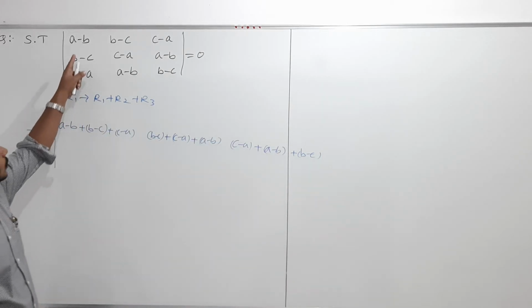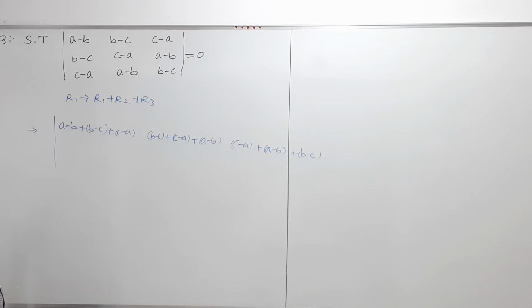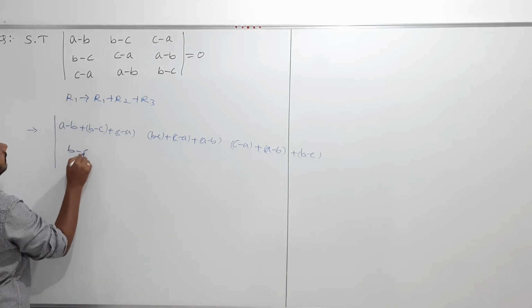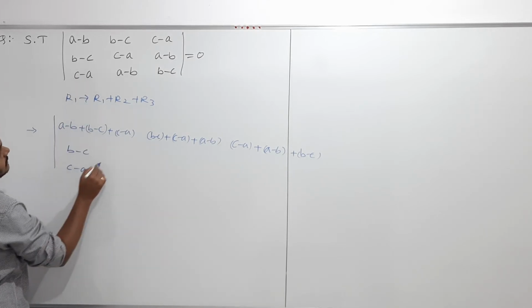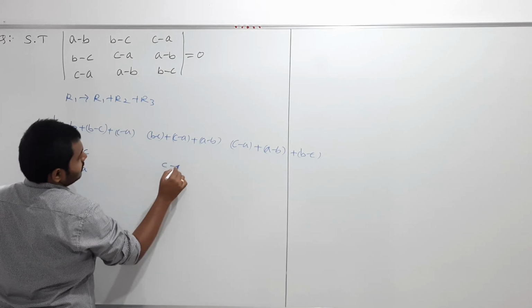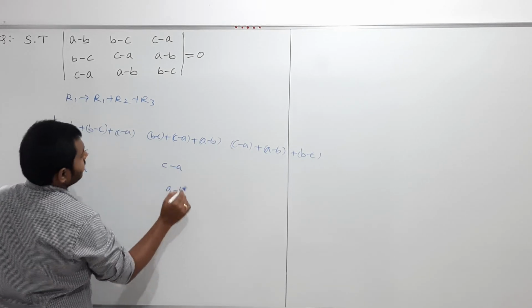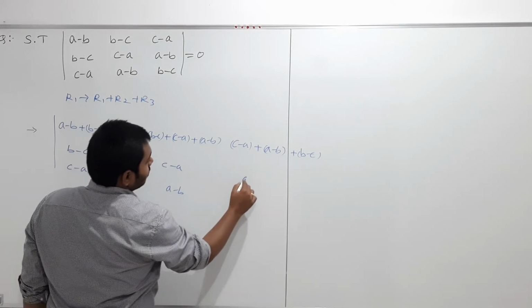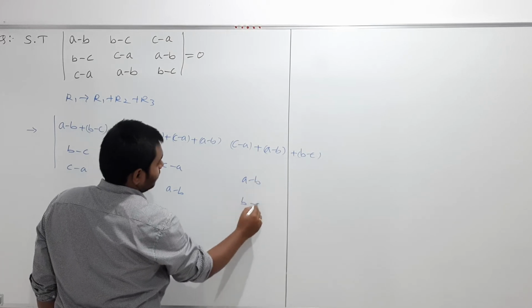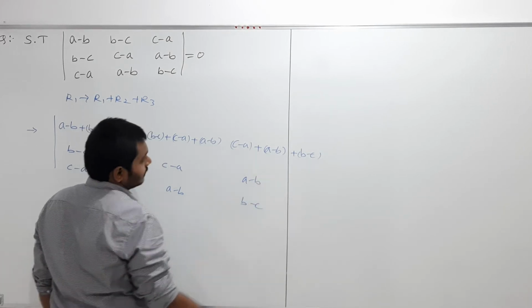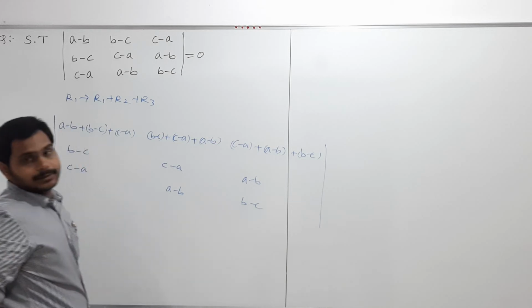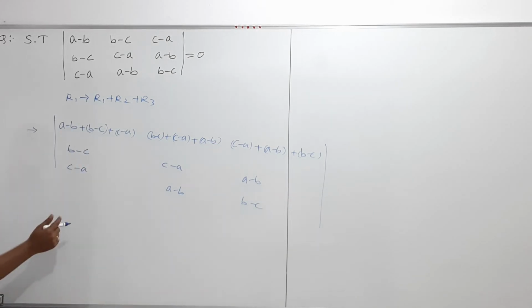Row 1 is changing, row 1 plus row 2 plus row 3. And remaining elements as it is: B minus C, C minus A. Next C minus A, A minus B. And next A minus B, B minus C. Clear? This is the determinant. Now further simplify this, my dear friends.